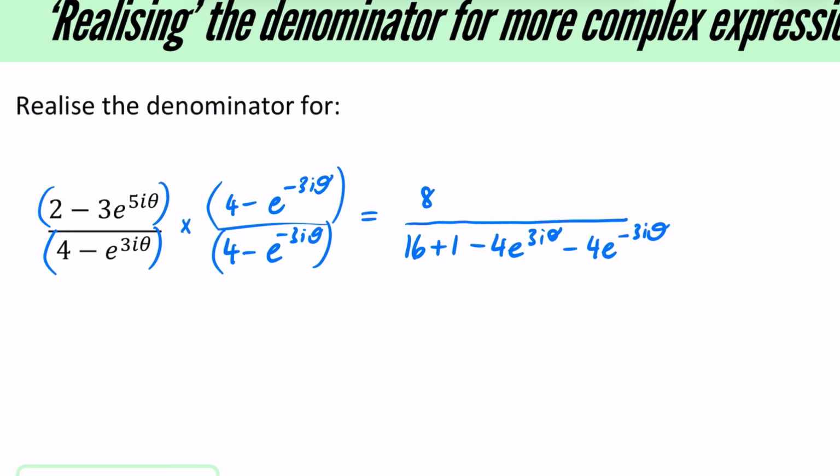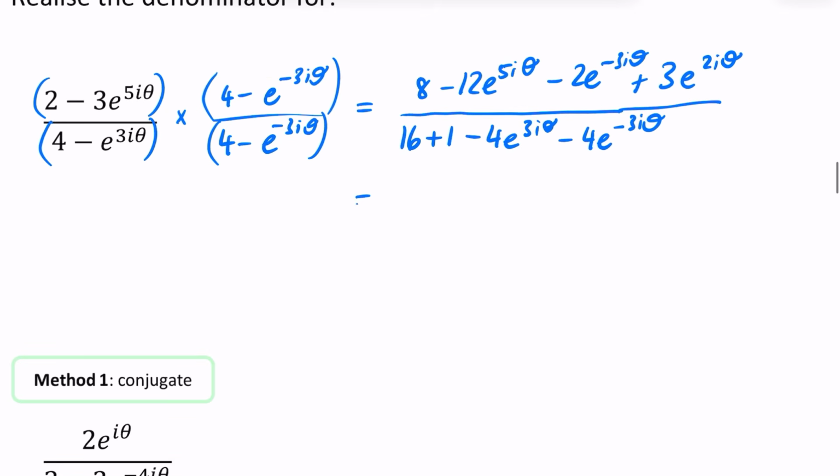The 2 and the 4 gives us the 8. We then have a 4 times a minus 3, so that's a minus 12 e to the 5i theta. And then we'll do the minus 2 e to the minus 3i theta. And then these last two things multiplying gives us a plus 3 e to the 5 minus 3 is 2i theta, like this, okay? So let's continue working on what we've got at the bottom here.